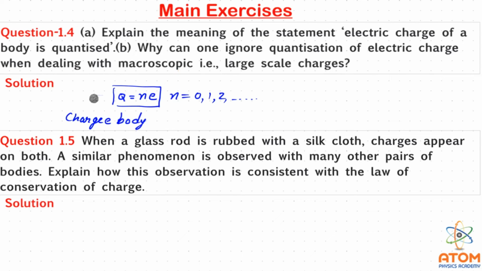Second question: why can one ignore the quantization of electric charge when dealing with macroscopic or large scale charges? See, this is what we have shown. Here I have shown a nucleus, let us say, and for this nucleus we are applying Q is equal to Ne, because at least for a nucleus we can calculate the number of protons, and so it will follow Q is equal to Ne.